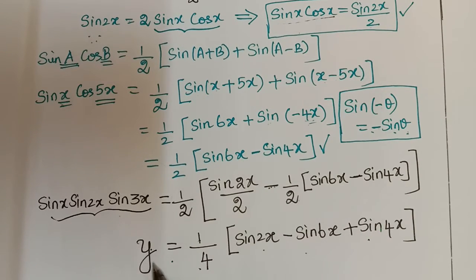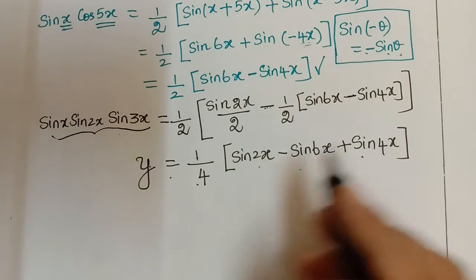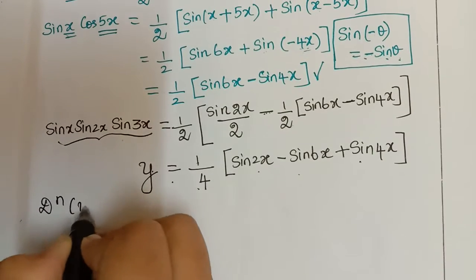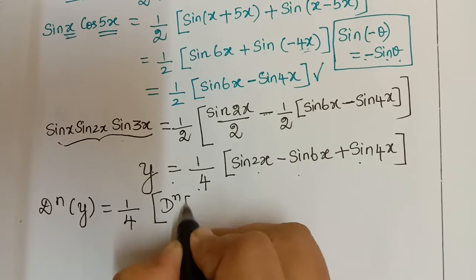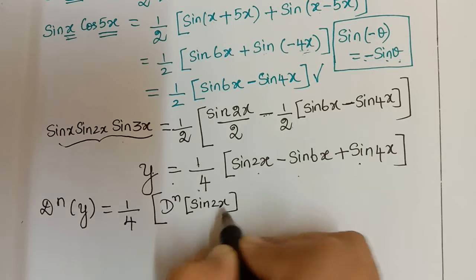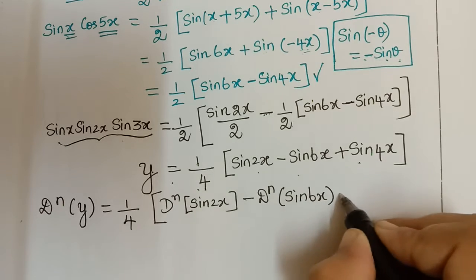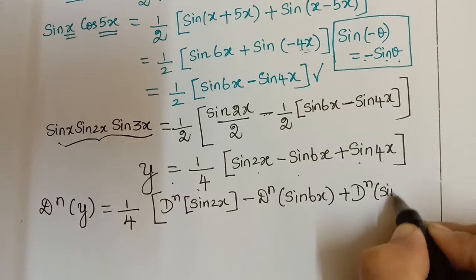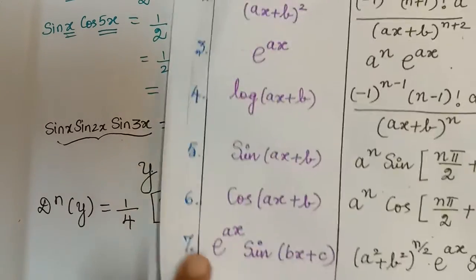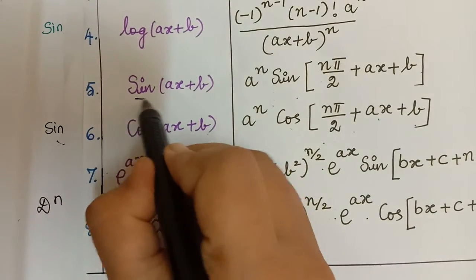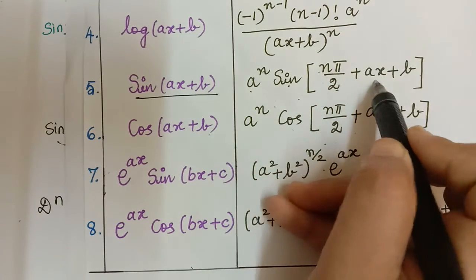Now we have to find the nth derivative of y. So it will be the nth derivative of each term separately. So nth derivative of y is equal to 1 by 4 of nth derivative of sine 2x minus nth derivative of sine 6x plus nth derivative of sine 4x. So for each term separately we have to find the nth derivative. And what is the formula for nth derivative of sine ax plus b? It is a power n sine of n pi by 2 plus ax plus b.